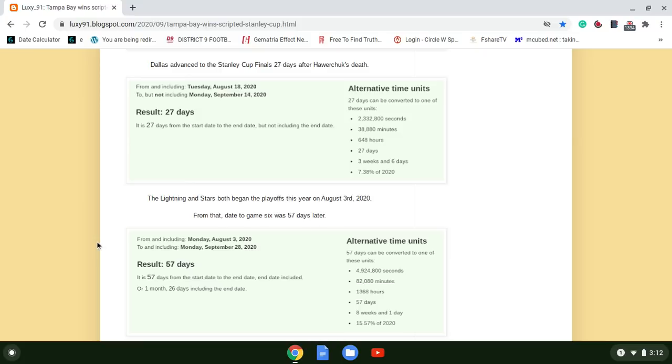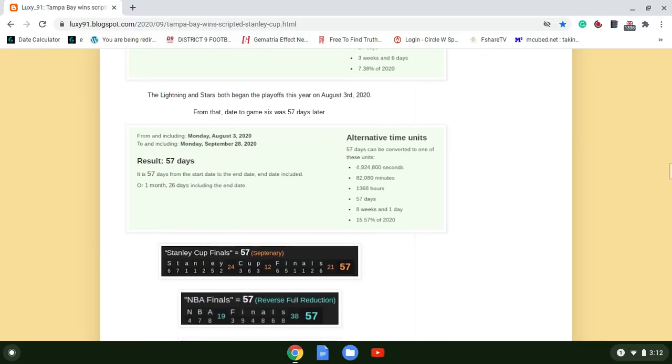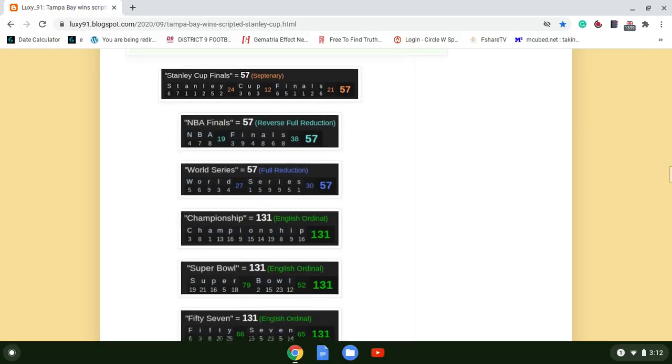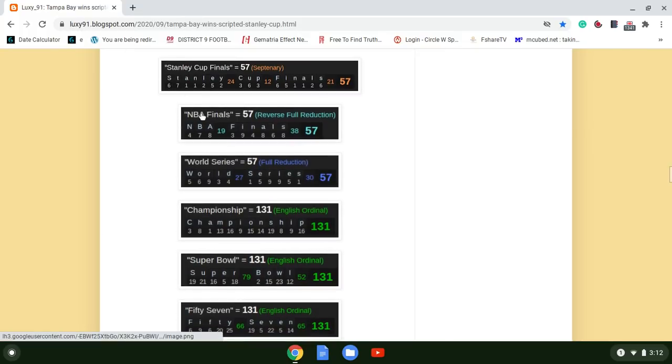Another reason why I said the Lightning would win it in Game 6. And that matters because Stanley Cup Finals is 57, NBA Finals is 57, World Series is 57. When you write out the word 57, it's 131, like Super Bowl, like championship.